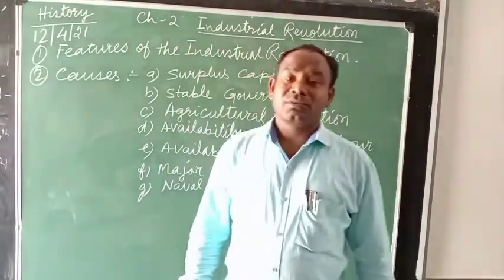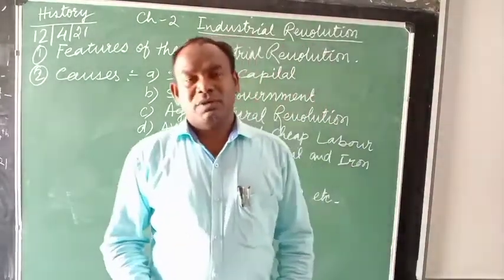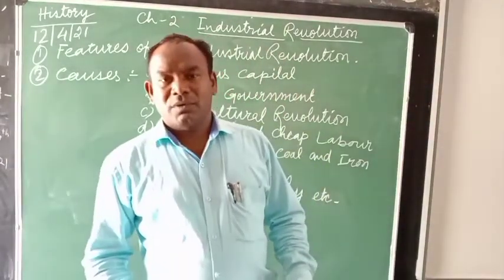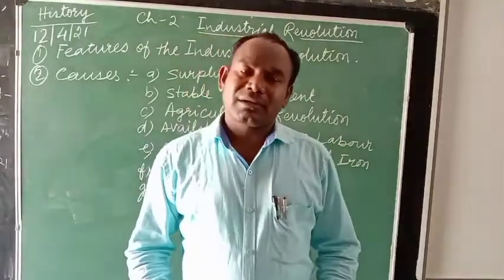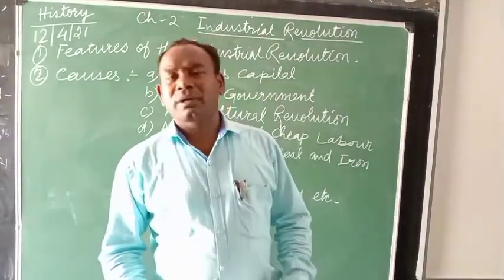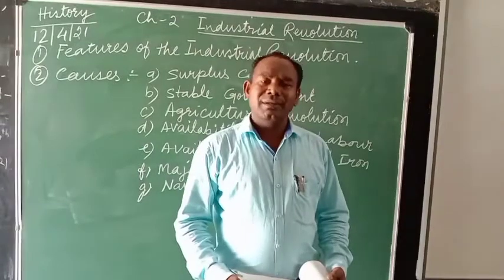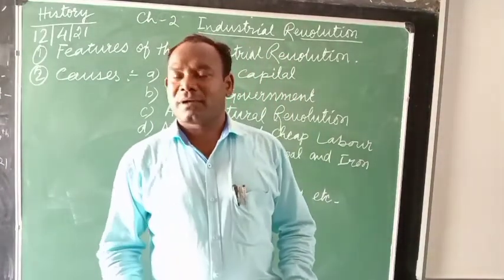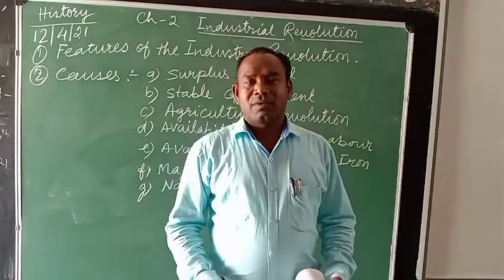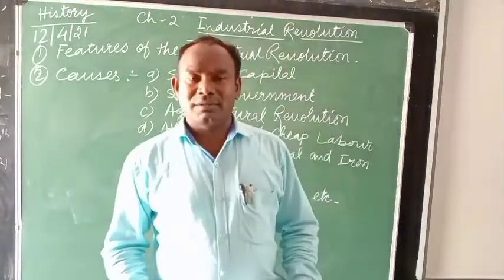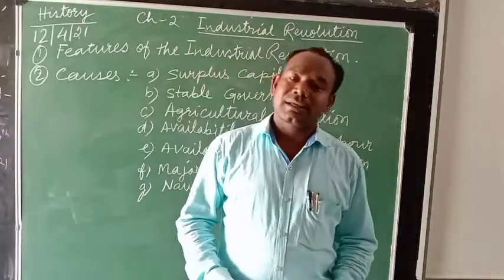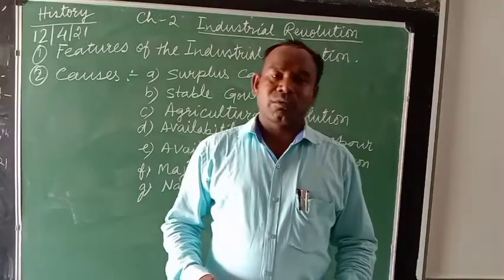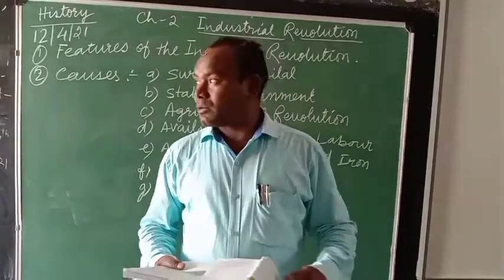History chapter 2, Industrial Revolution. Industrial Revolution means Audyogik Kranti. The Industrial Revolution started from England. Then we can ask a question: why did it start in England only and spread to other countries? In England there were many facilities available, raw material, because of which the Industrial Revolution took place in England.